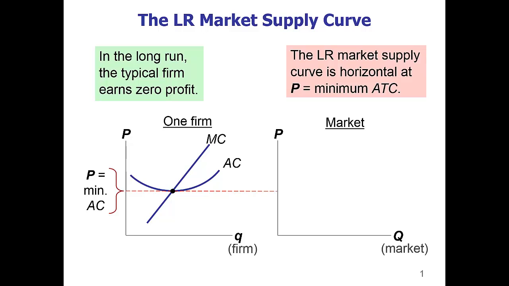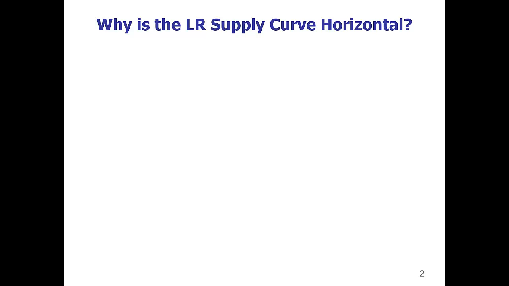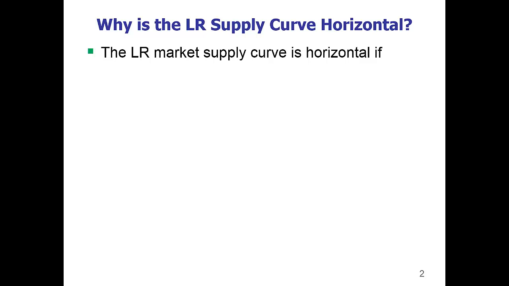The long-run market supply curve is going to be horizontal at that market price, which is equal to the minimum average cost. Now, why is that long-run supply curve going to be horizontal? The long-run market supply curve is horizontal if the following conditions hold.